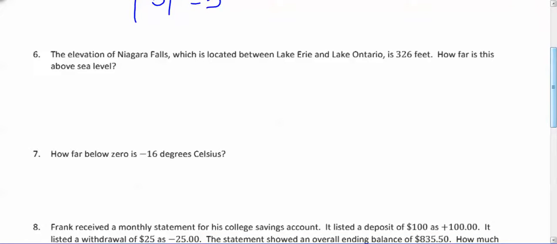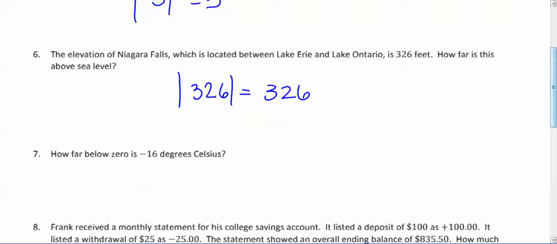Okay. The elevation of Niagara Falls, which is located between Lake Erie and Lake Ontario, is 326 feet. How far is this above sea level? So we're looking for the absolute value of what number? 326. What's the absolute value of 326? Campbell? This is so tough.